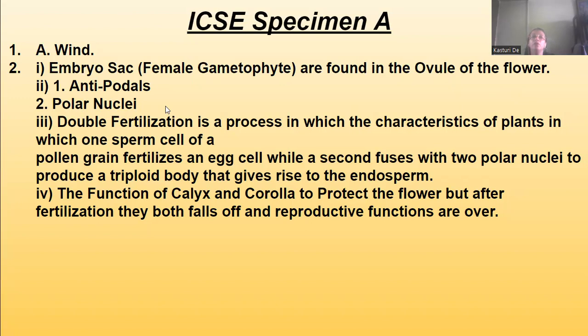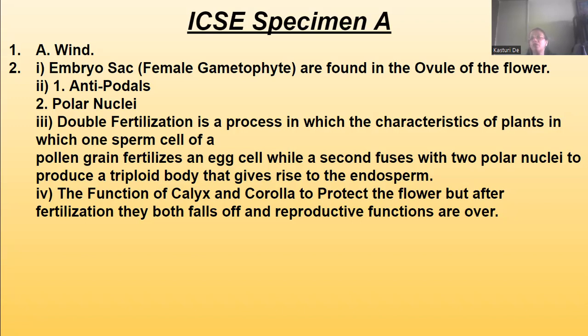Now, what do you mean by double fertilization? Double fertilization is a process in plants in which one sperm cell of a pollen grain fertilizes an egg cell while a second fuses with the two polar nuclei to produce a triploid body giving rise to an endosperm.